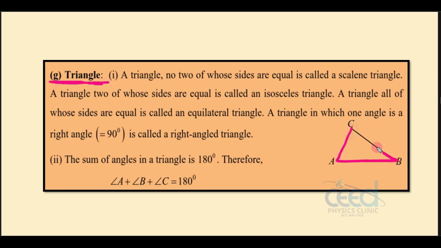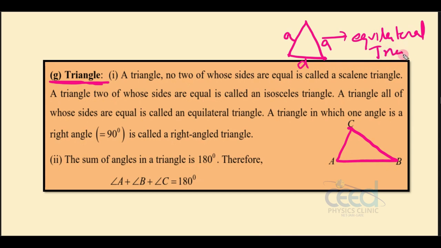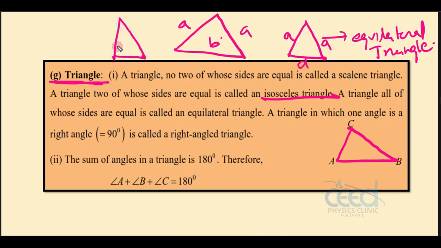A closed figure with three sides. What if all three sides are equal? Such a triangle, with side A, side A, side A, is an equilateral triangle. Now, if two sides are equal, this side A, this side A, and this side some other distance B, then we call it an isosceles triangle. If in a triangle any one of the angles is 90 degrees, that is a right-angled triangle.